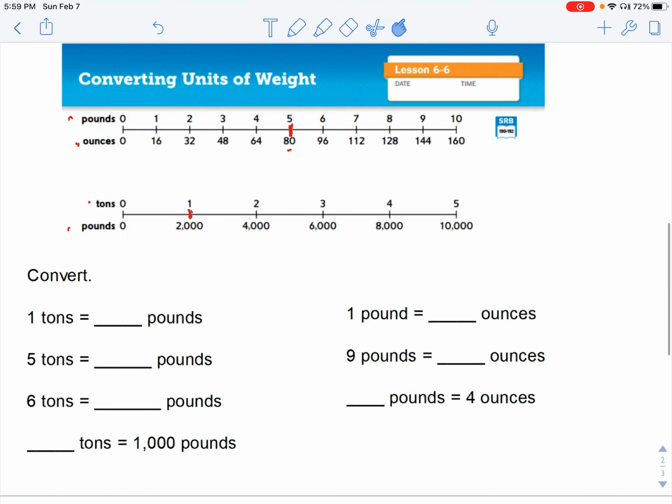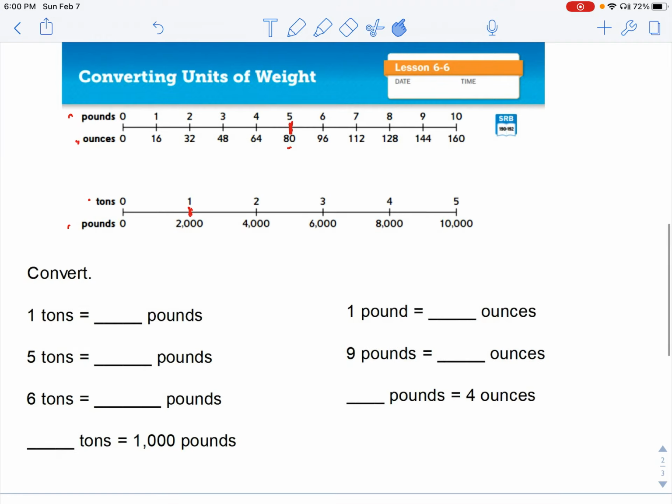So I want you to please pause the video and try out these conversion problems on your own. You can look back at the scales to help you and also use your knowledge of multiplication, and you might use addition at some points to help you convert. Play the video back when you're ready to see the answer.